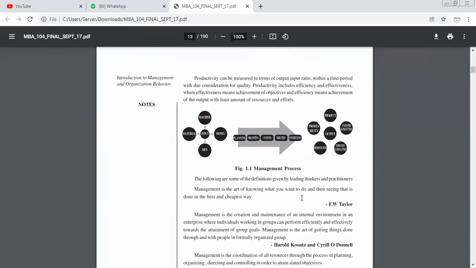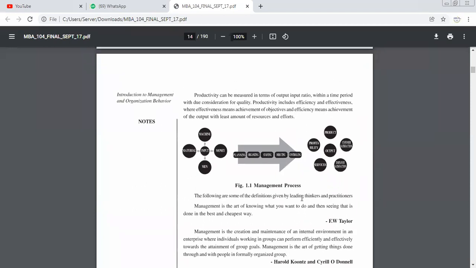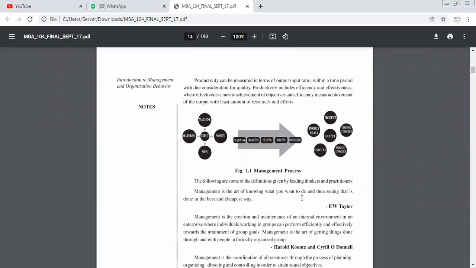Now go a little bit downward. Yeah, the process also we have done. Go downward.